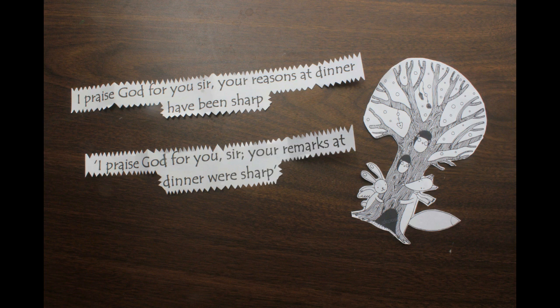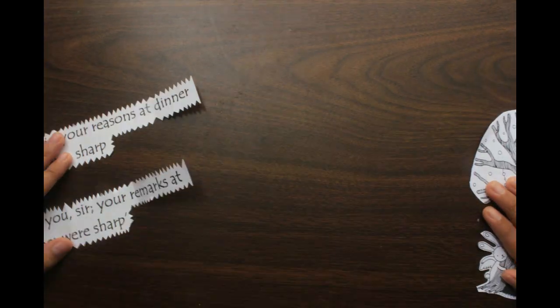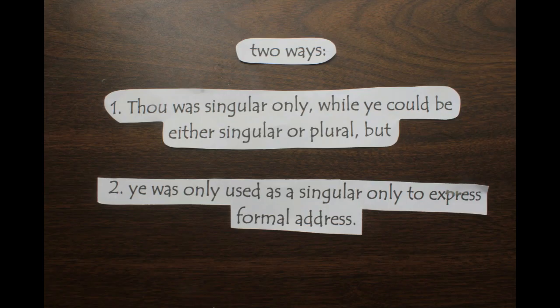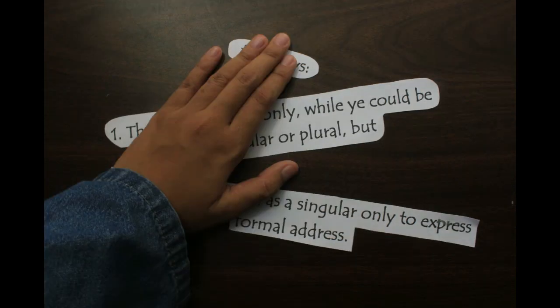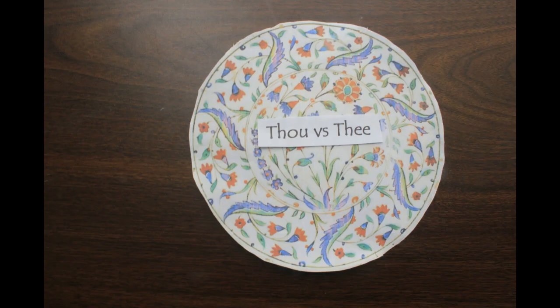"I praise God for you, sir. Your reasons at dinner have been sharp." That means, I praise God for you, sir. Your remarks at dinner were sharp. Ye and its various forms were opposite to thou and its forms in two ways. First, thou was singular only, while ye could be either singular or plural, but you was only used as a singular to express formal address.